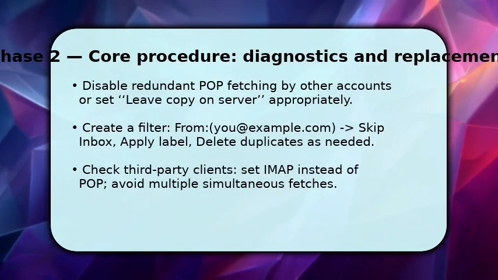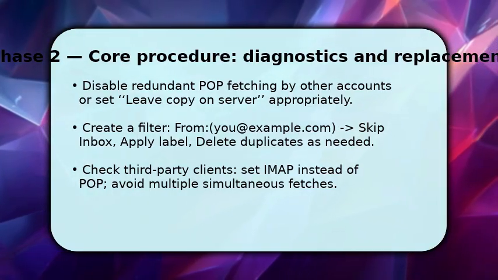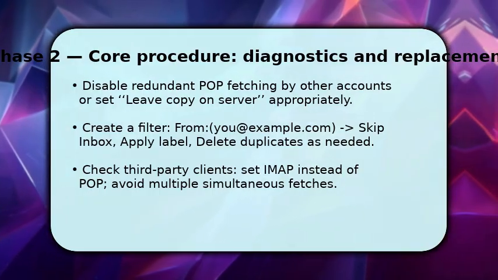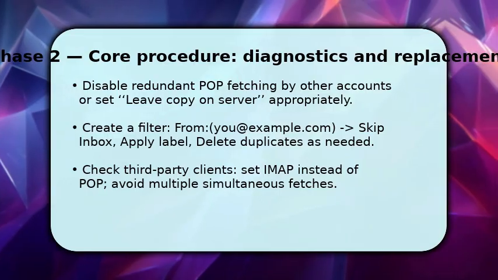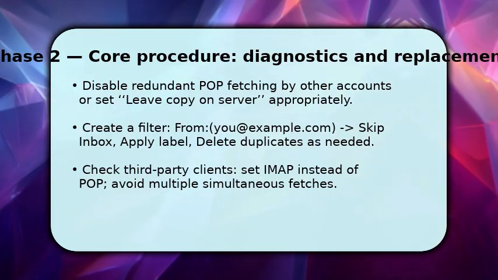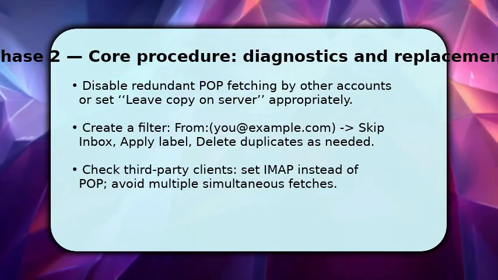Next, you act on the causes. Turn off extra POP fetching in the other account that pulls mail into Gmail, or change leave copy on server so duplicates stop. Then create a targeted filter for repeated messages, use from, subject, or headers to match duplicates. Set it to skip inbox and apply label or delete based on your workflow.